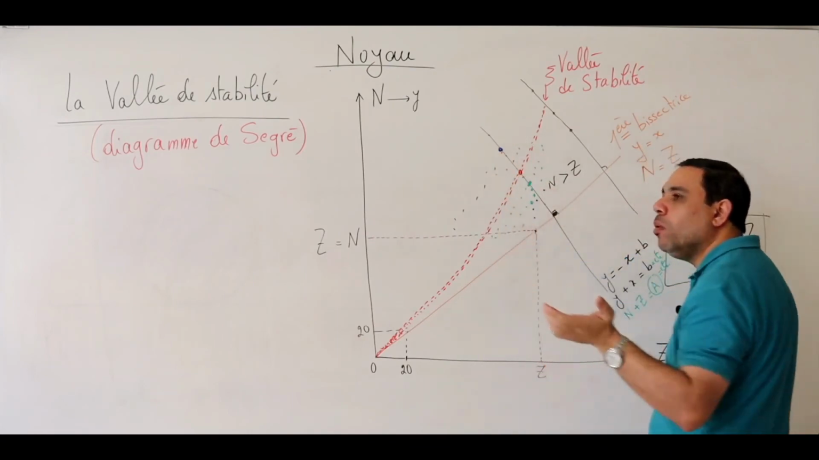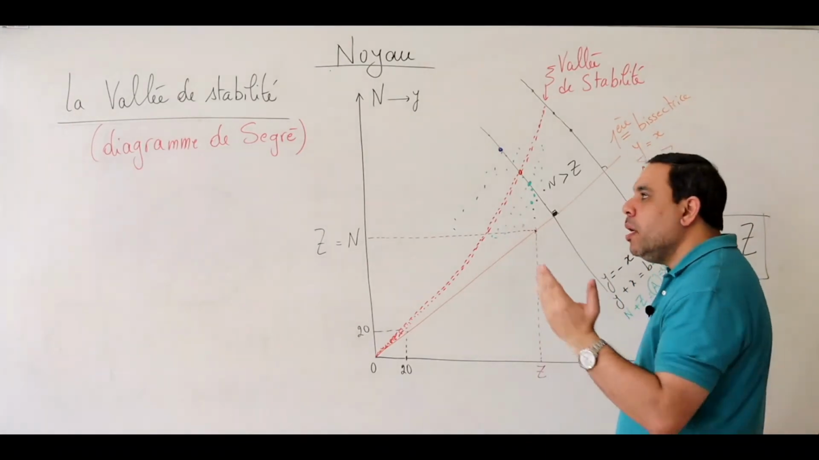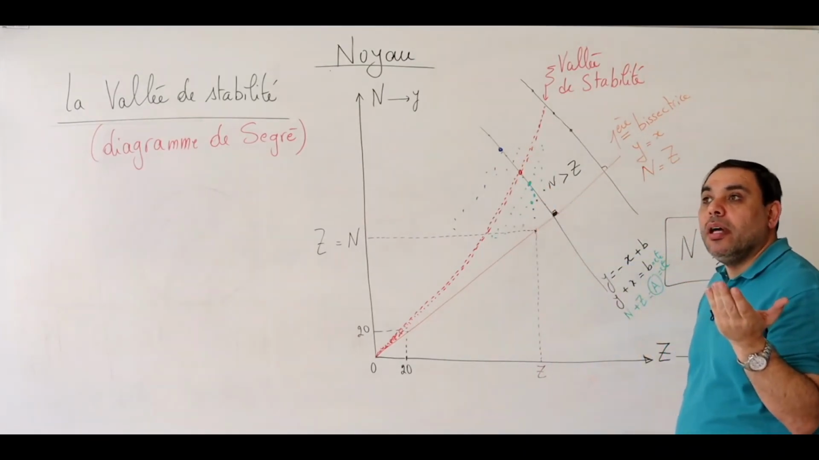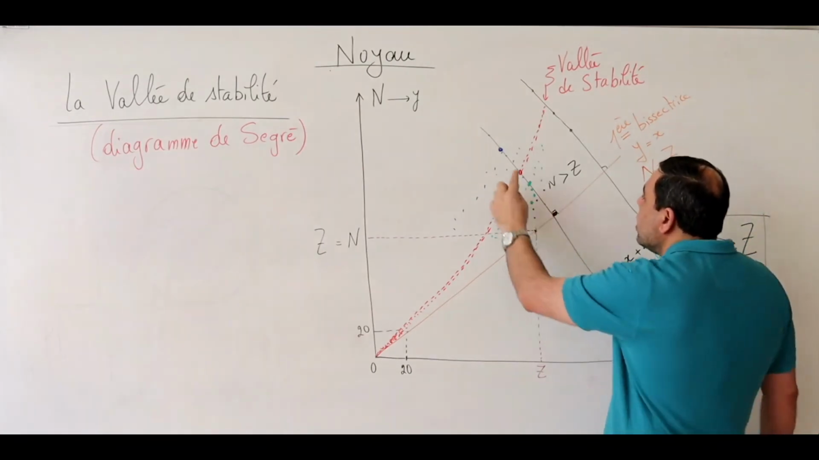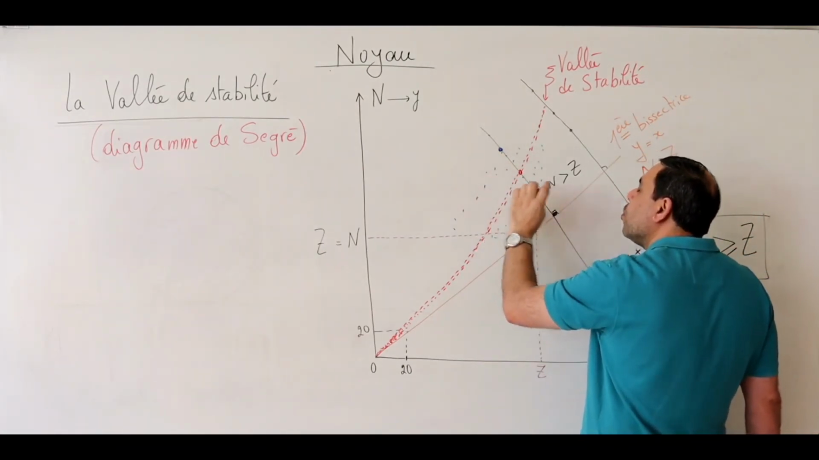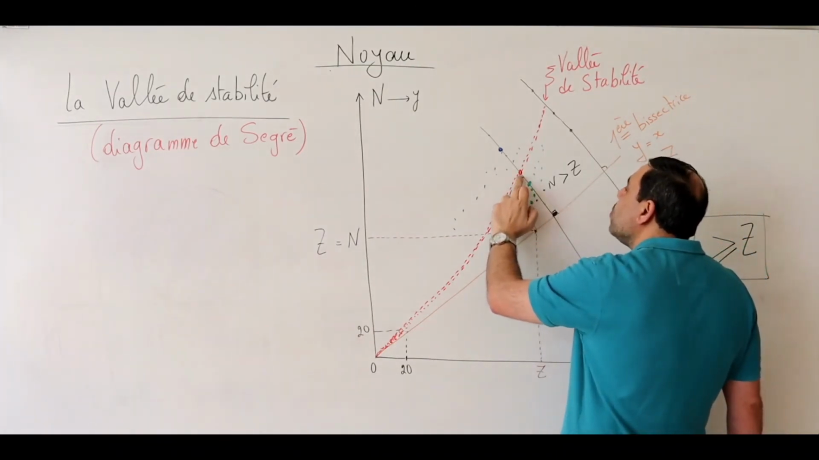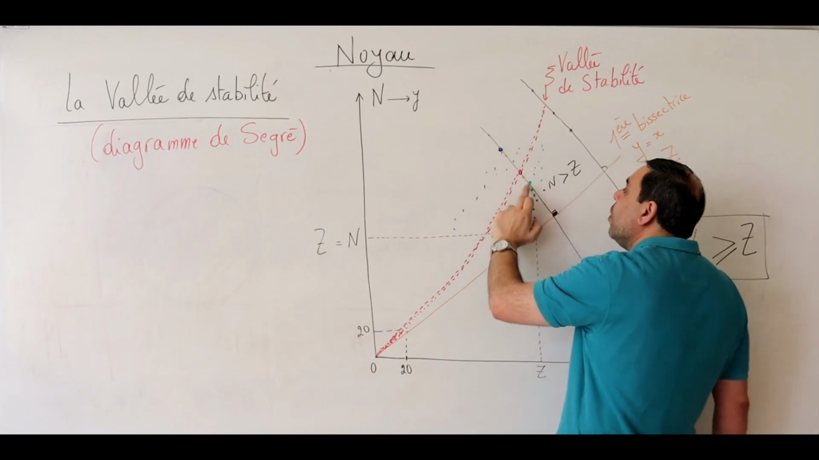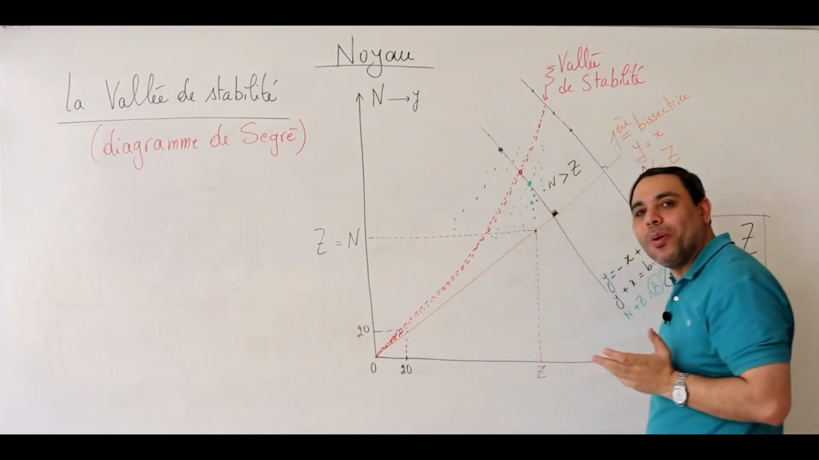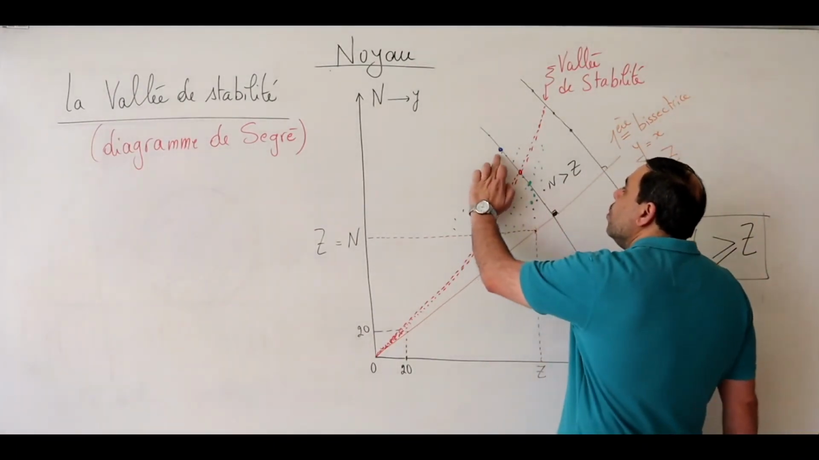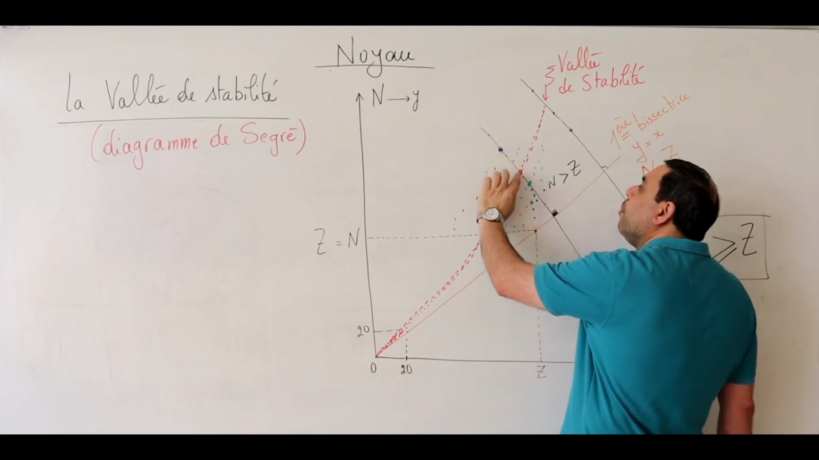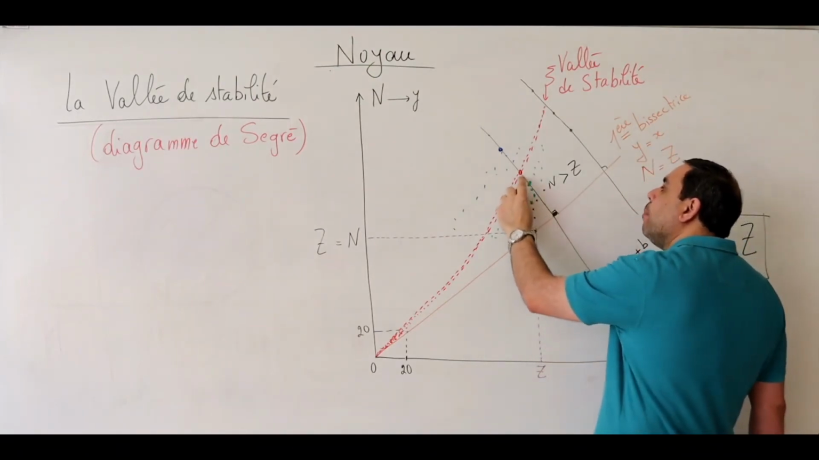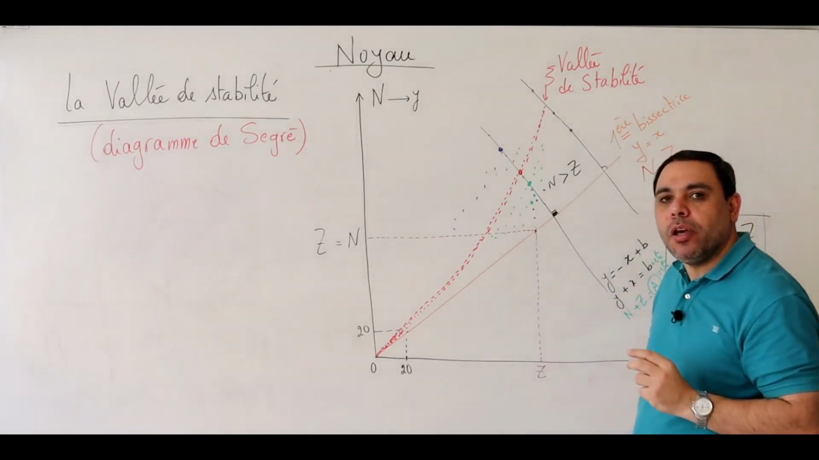All these points contain the same mass number, or the same number of nucleons. But the farther away you move from the first bisector, the more neutrons are present compared to the protons. This contains more neutrons than this, and this contains more neutrons than this. So compared to a stable nucleus, this nucleus contains more neutrons, and this nucleus contains more protons. This nucleus contains more neutrons than a stable nucleus having the same number of nucleons.